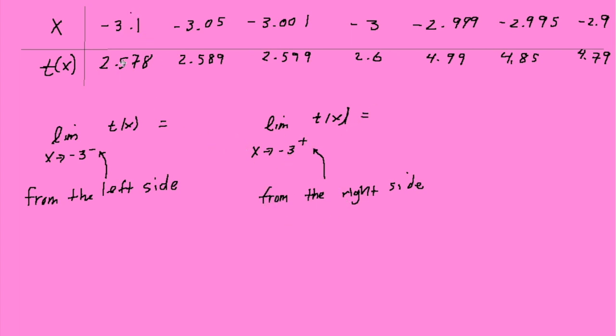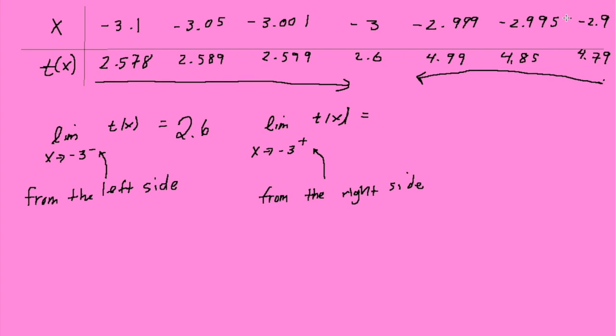So coming from the left side, heading towards -3. It says 2.578 when you plug in -3.1, 2.589 when you plug in -3.05, and so on. And it looks like it's getting closer and closer to 2.6, and at -3 it's actually 2.6. So coming in from the left side, it looks like it's going to head towards 2.6. Now what happens when we come in from the right side?